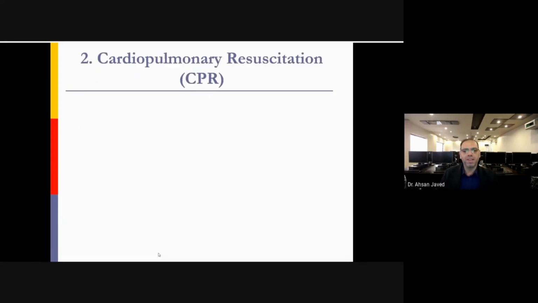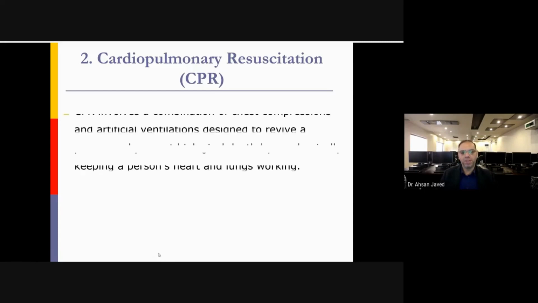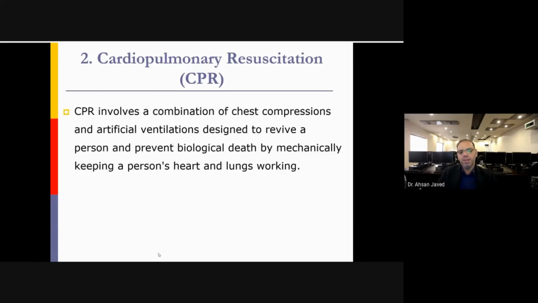So the next process is cardiopulmonary resuscitation, or CPR. It is the combination of chest compressions and artificial ventilations. It is designed to revive the person and prevent biological death by mechanically keeping the person's heart and lungs working.